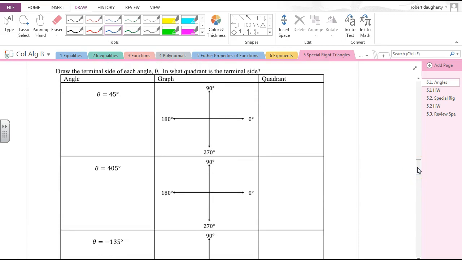Okay, so what I want to do now, I want to draw a few angles, and I want to identify in which quadrant the terminal side of the angle lies, okay? So, 45-degree angle. Always start at 0. Is that positive or negative? Positive. Which way am I going to go? Clockwise, counterclockwise? Counterclockwise for positive. So 45 degrees is going to put me right there, okay? What quadrant is that terminal side in? Quadrant 1, okay?